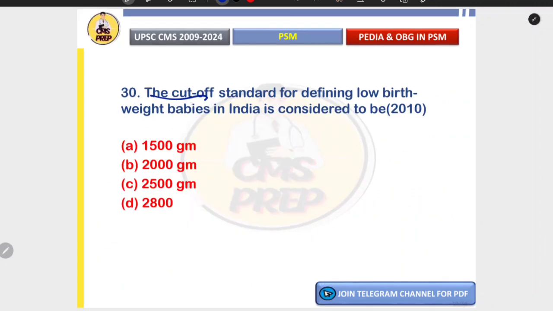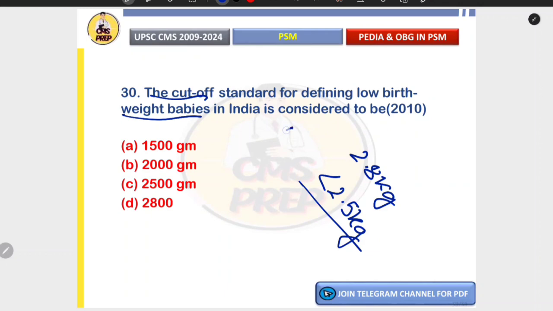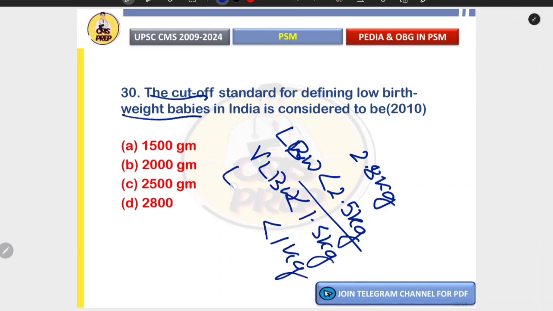The cutoff standard for defining low birth weight babies in India is considered to be, so the normal birth weight is 2.8 kgs. If the baby is less than that, it is considered to be low birth weight baby, but the defining weight is 2.5 kg. If the baby is less than 2.5 kg, it is mentioned as low birth weight. If it is less than 1.5 kg, it is mentioned as very low birth weight baby, and if it is less than 1 kg, it is extremely low birth weight baby. Okay, correct option is C.